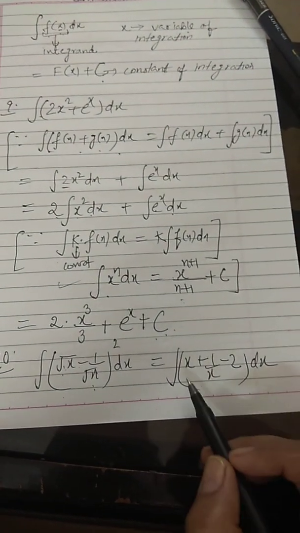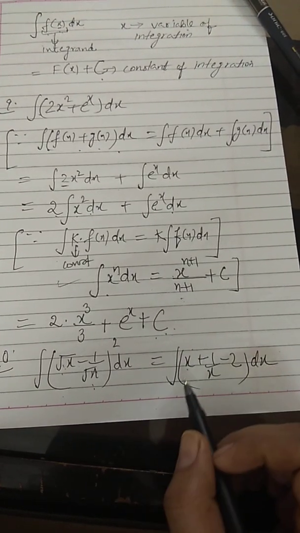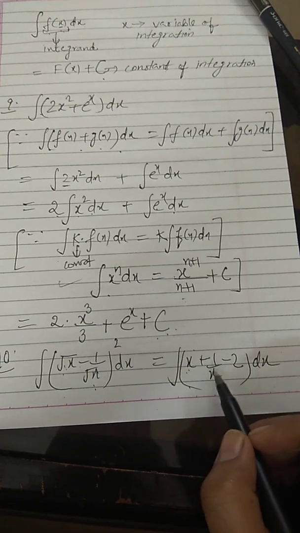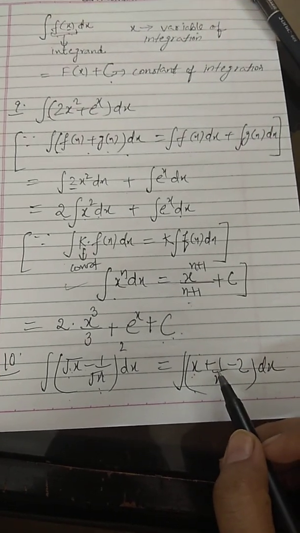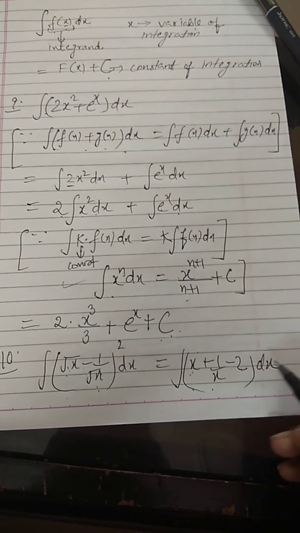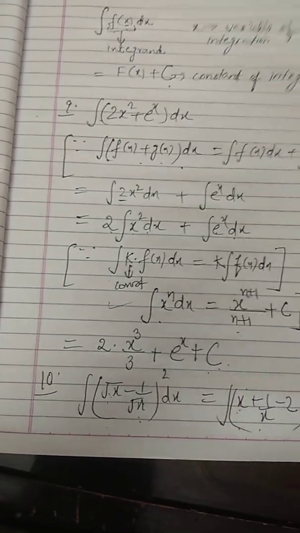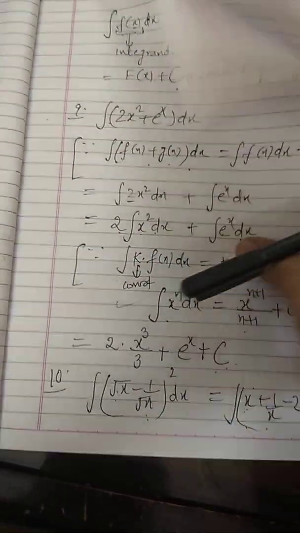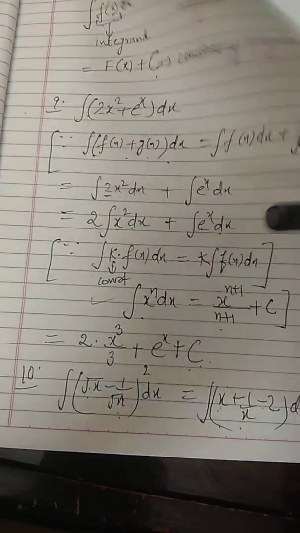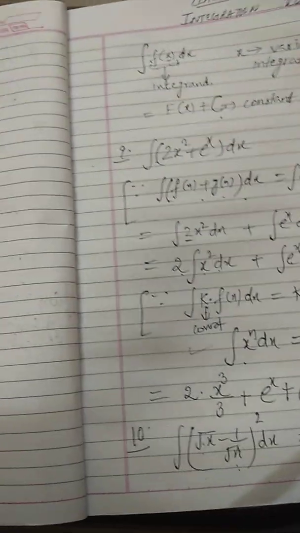I hope you know the integration of x. The power of x is 1, so when I integrate it becomes x square by 2. We know the integral of 1 by x is log mod x, and the integral of 2 becomes 2x. Why so? Because when nothing is there, we can write it as x raised to power 0. Let me show you.